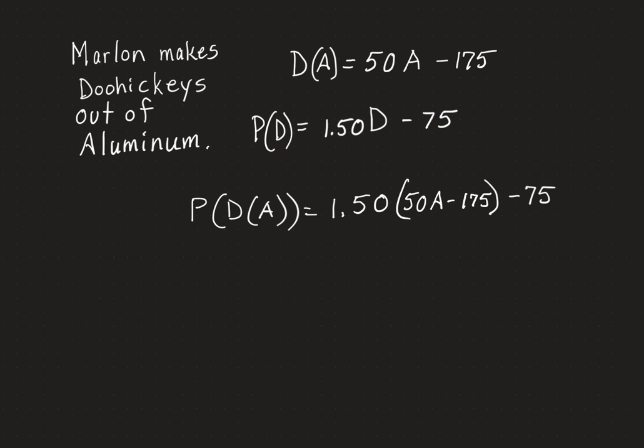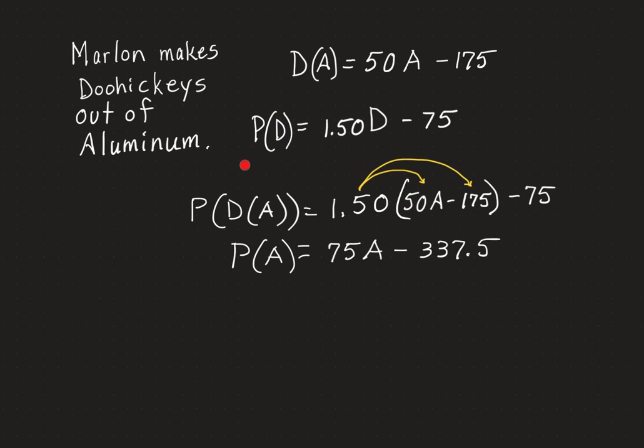And there we have it. There's the formula. We can make this a little bit simpler. And so if we distribute that 1.50 and then combine like terms, here's the function that we get. And this is the function for the profit that Marlon is going to make. And it is all based on the amount of aluminum that he buys. So really, this is the profit as a function of A.